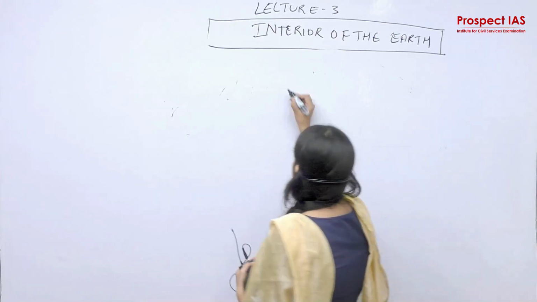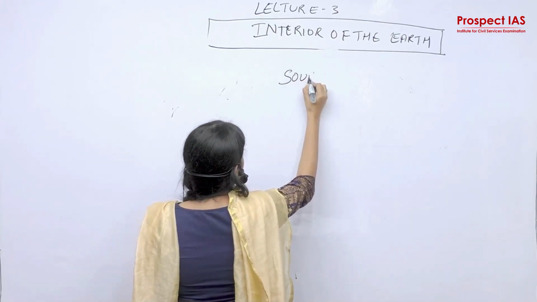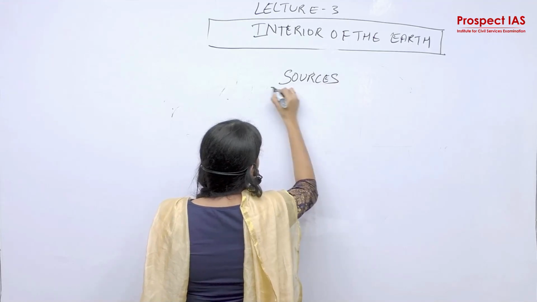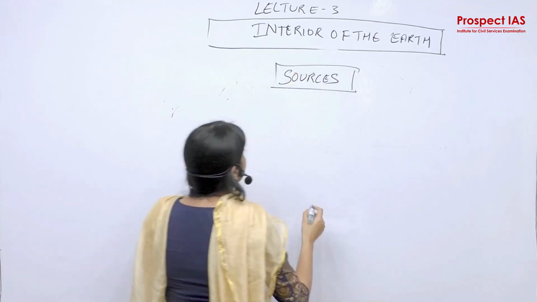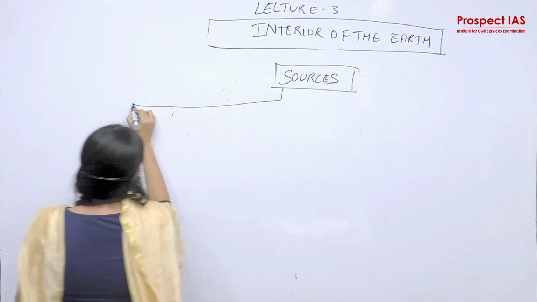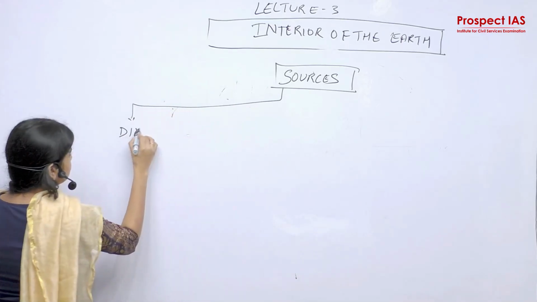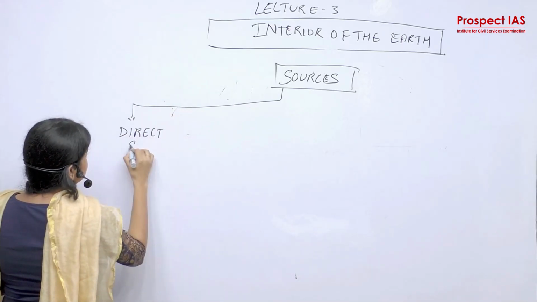One is direct. You can write in your copy. Sources of interior of the Earth. First is your direct sources.